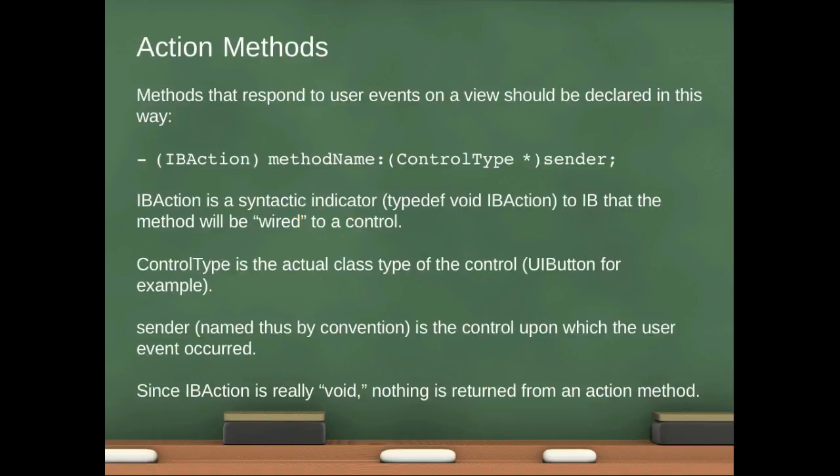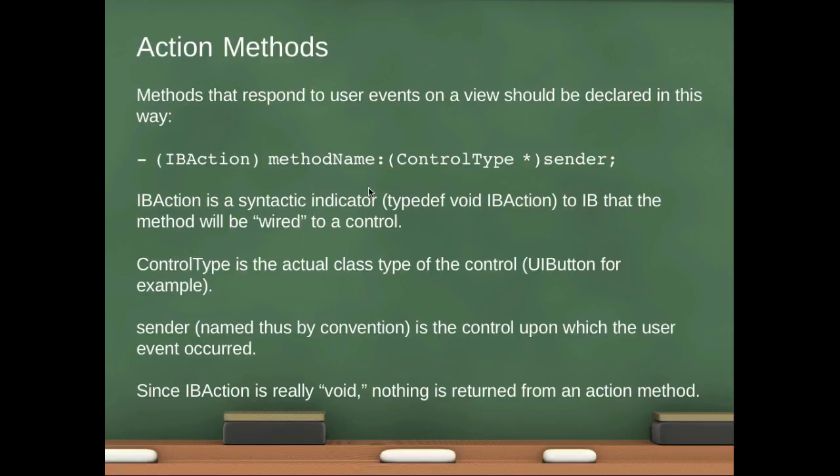So now the other side of the coin is action methods. Methods that respond to user events on a view should be declared in this way. So we see that these are instance methods, the dash rather than the plus at the beginning. And then we have this strange return type, IB action. We'll talk about that in just a moment.